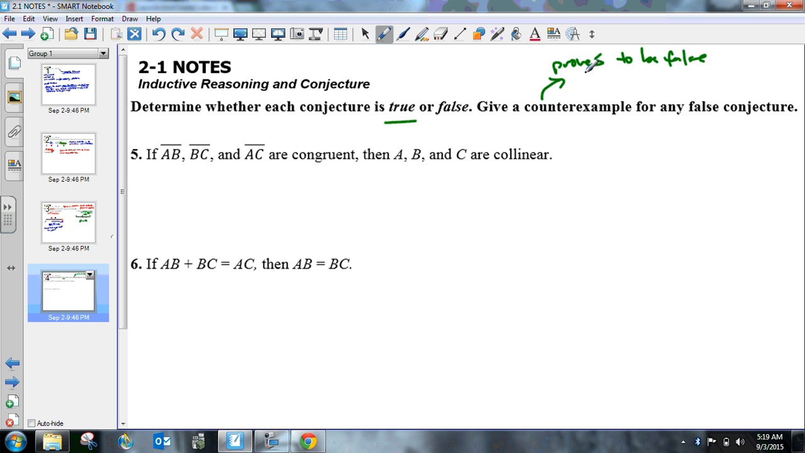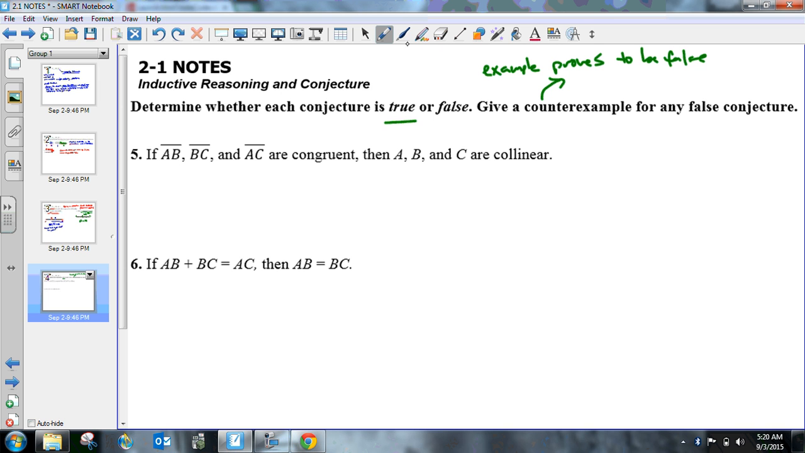Okay, it's an example that disproves your conjecture. So here's what we've got. It says if AB, BC, and AC are congruent, then A, B, and C are collinear. What this means is, is this statement true for all cases? Is there anything that could disprove this?